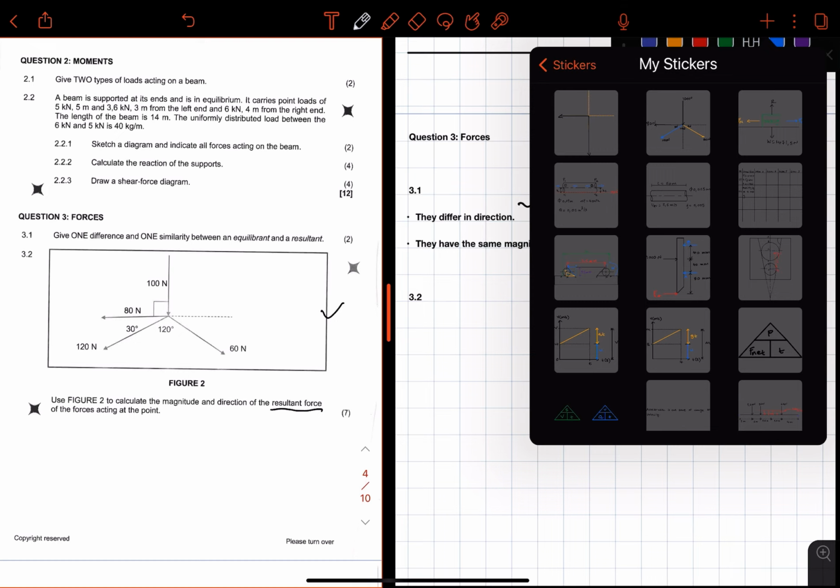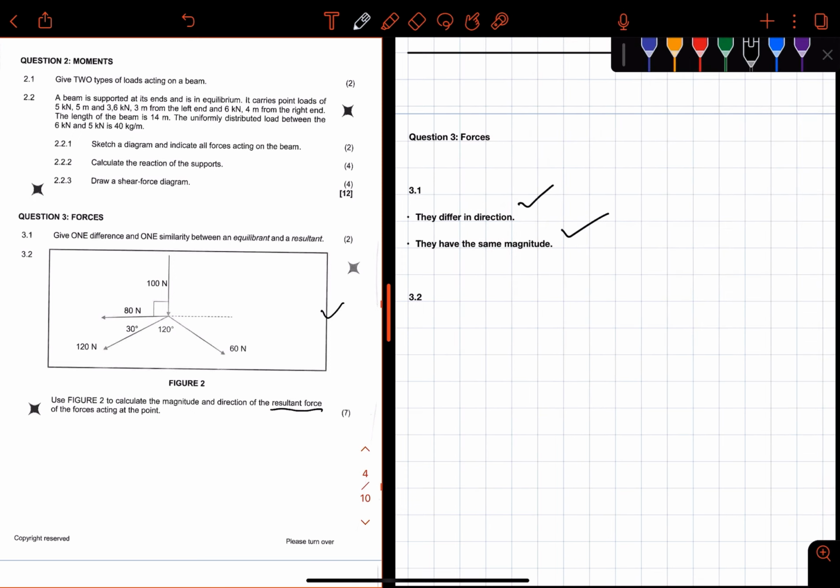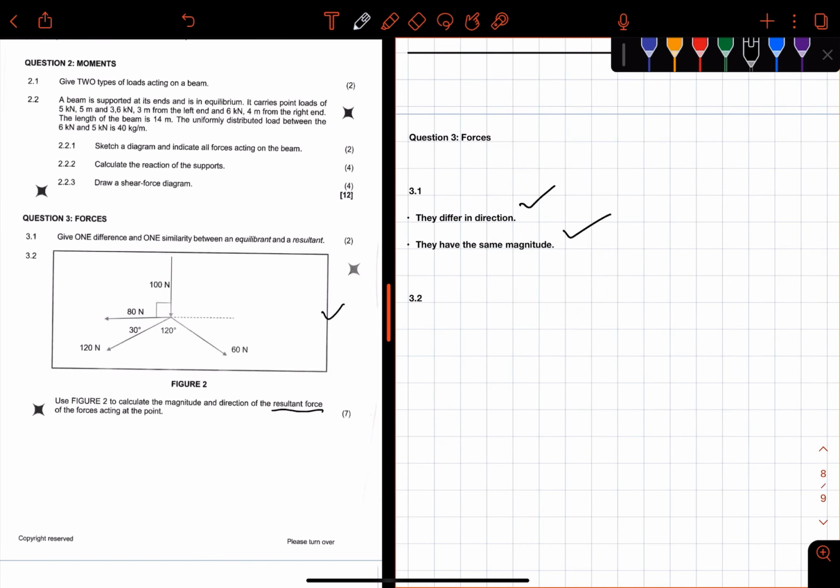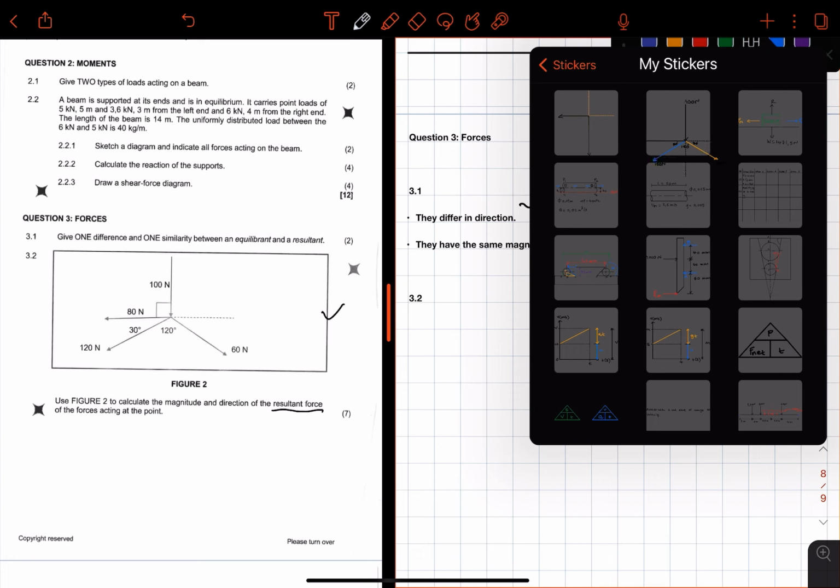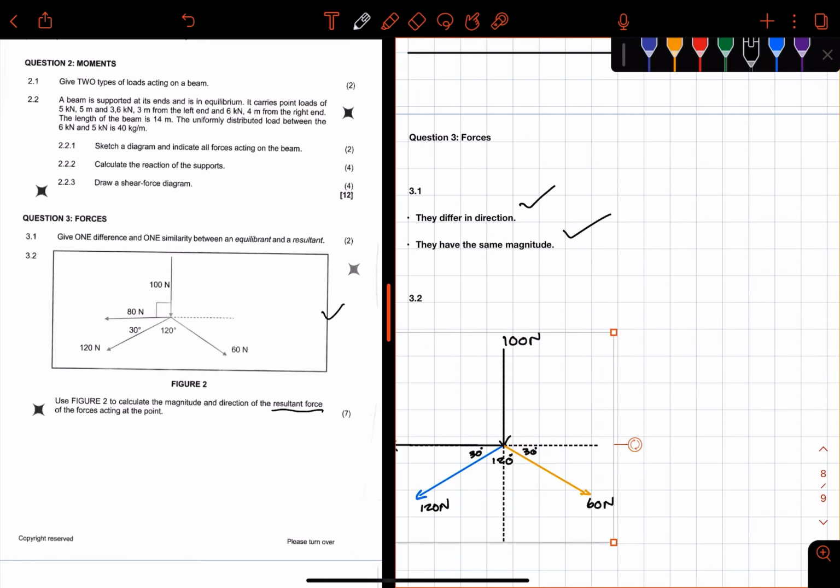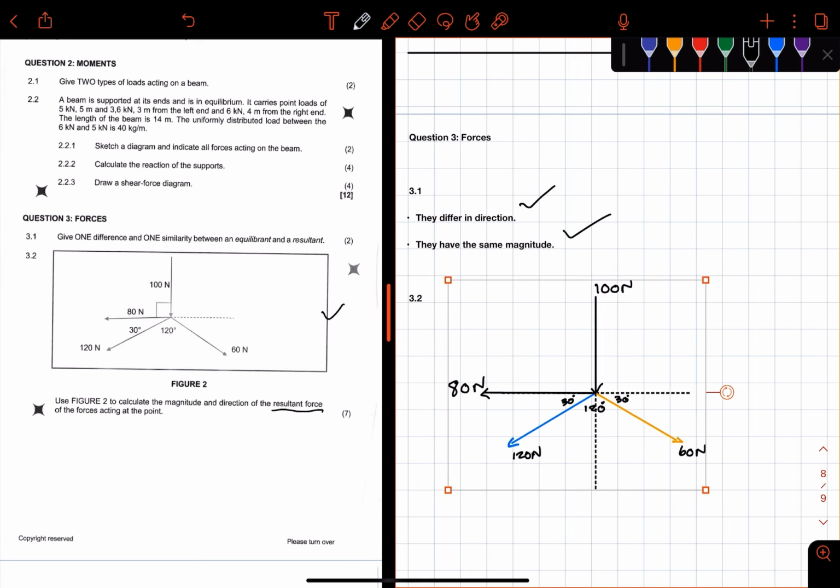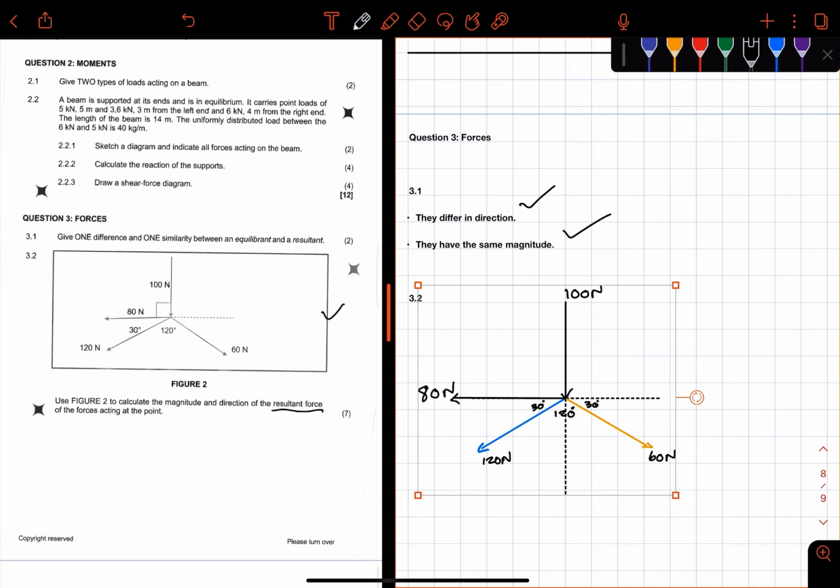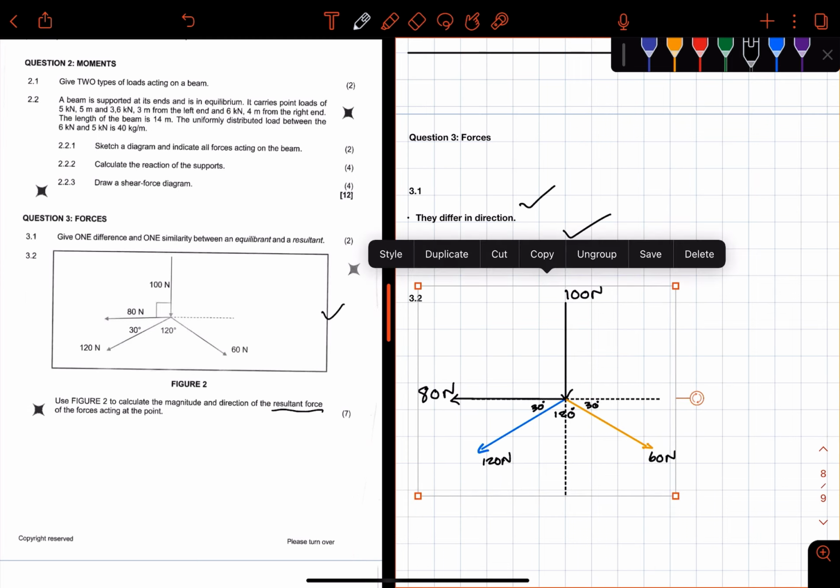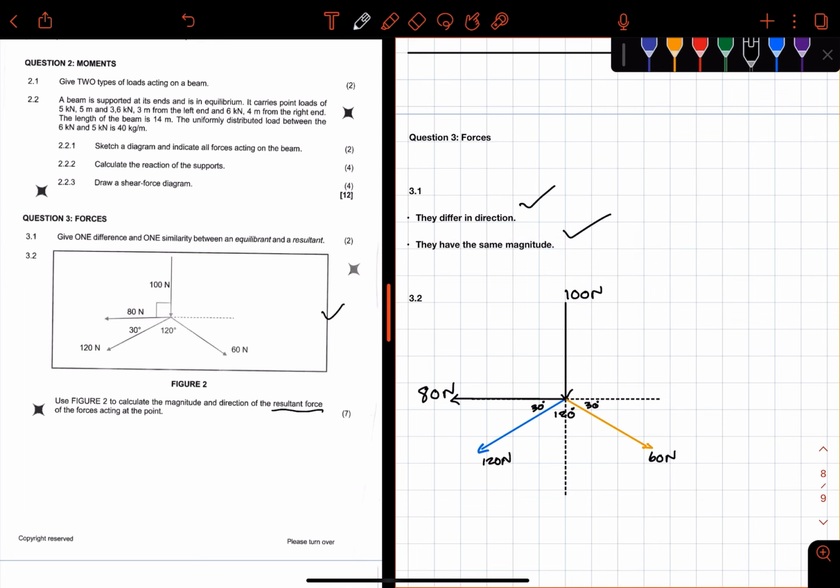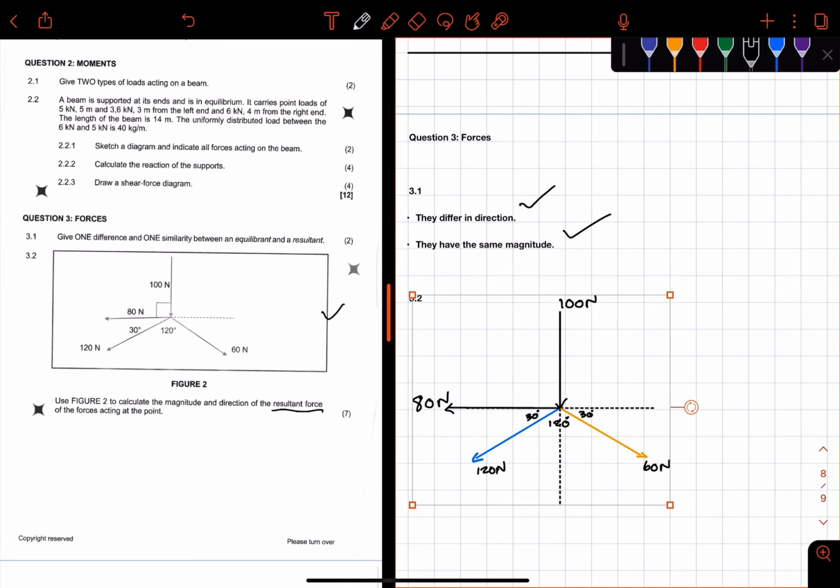let's redraw what's on figure 2. Right, so this is what is on figure 2.